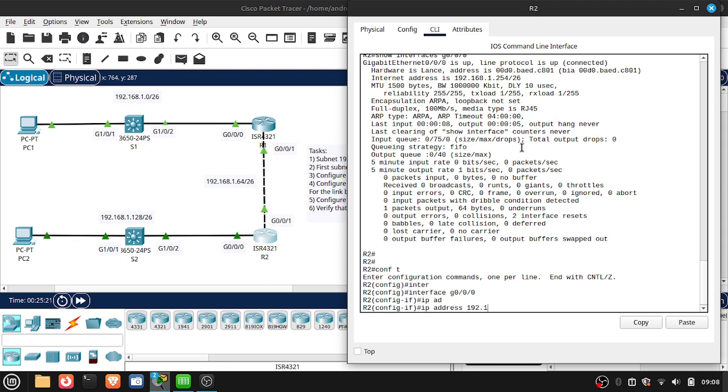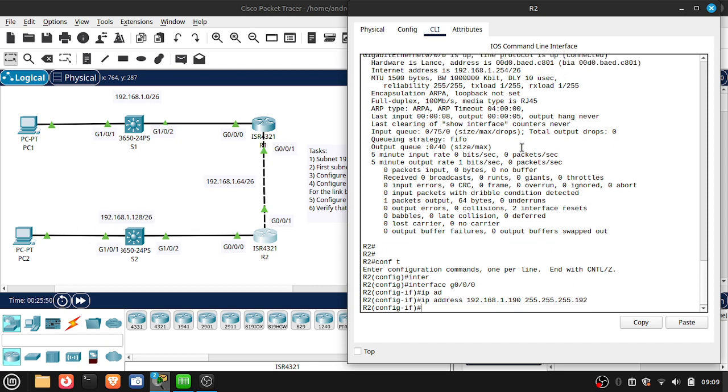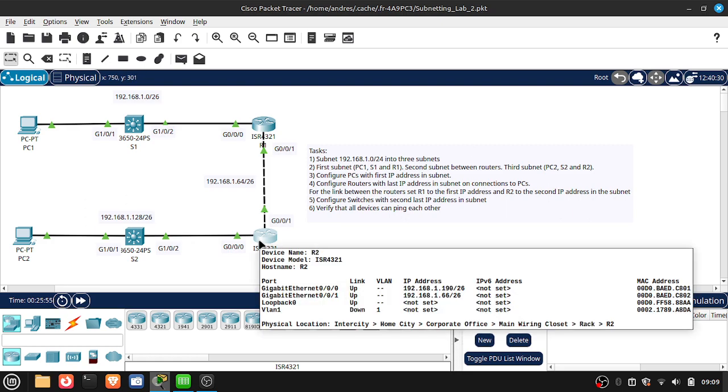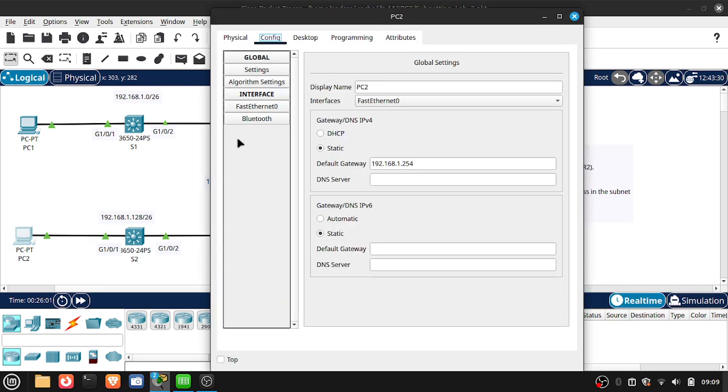Now we're going to put the default gateway of the third subnet, not the fourth. The third subnet is 192.168.1.128, 191 is the broadcast, and the last usable address is 190. So 190, 255.255.255.192. That's it. We can confirm if that is correct. Yes, we did it.